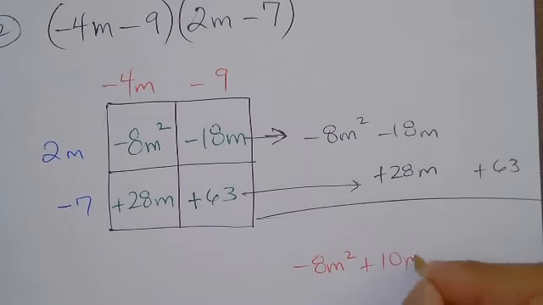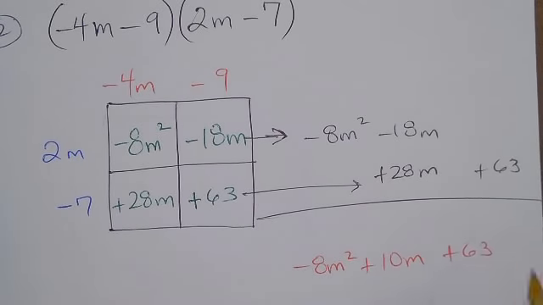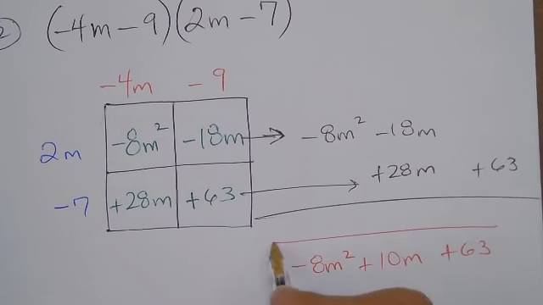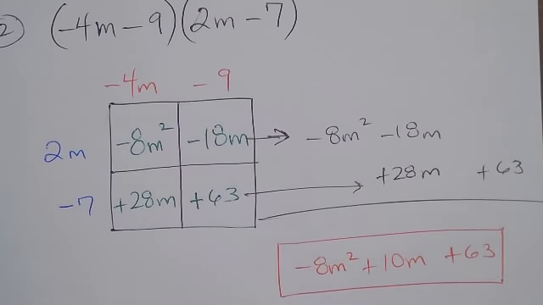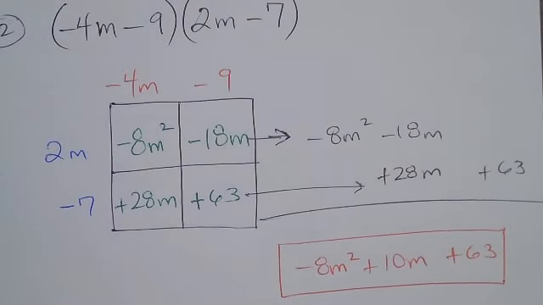I have negative 8m squared plus 10m plus 63. We got it? Yes. Okay, so now the problem is doing all this on Delta Math. Okay, so let me stop this video here.